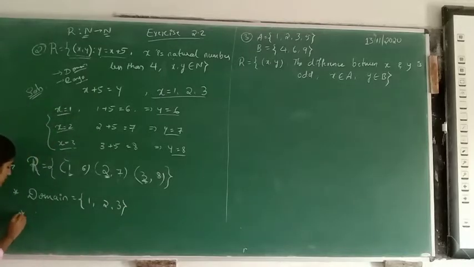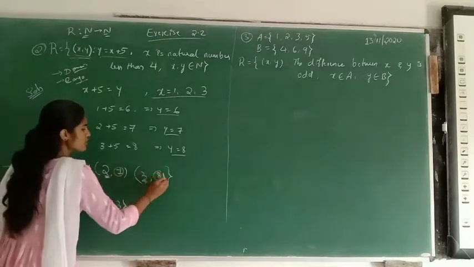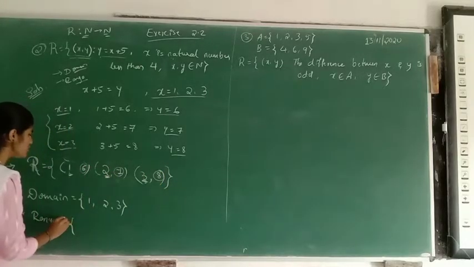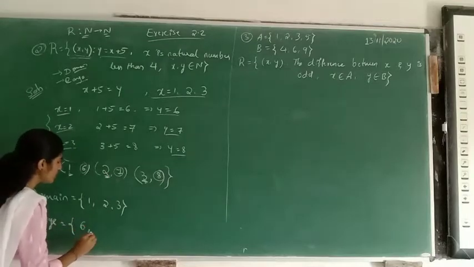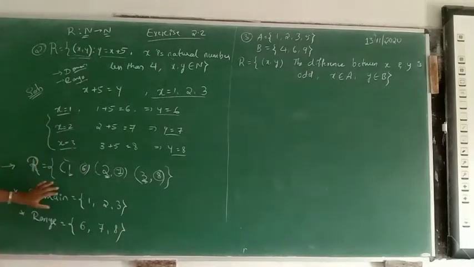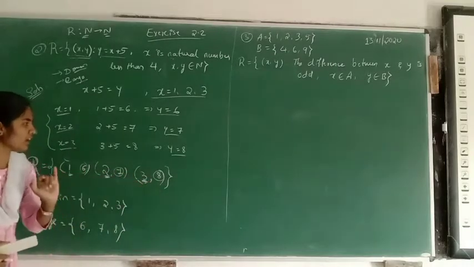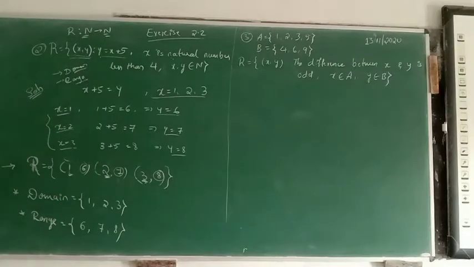So the range is nothing but the second elements of this relation, known as the range of the relation. That is 6, 7, 8. So we have the domain 1, 2, 3. The range is 6, 7, 8. I hope you understood this problem.